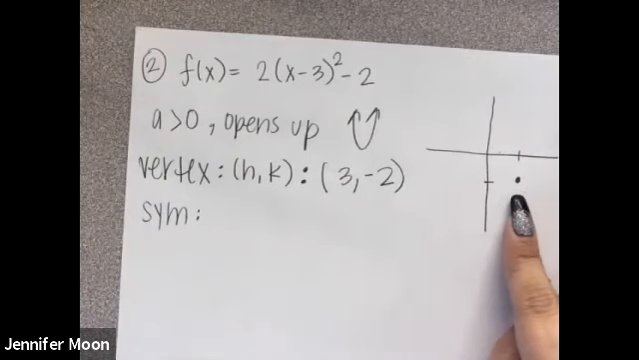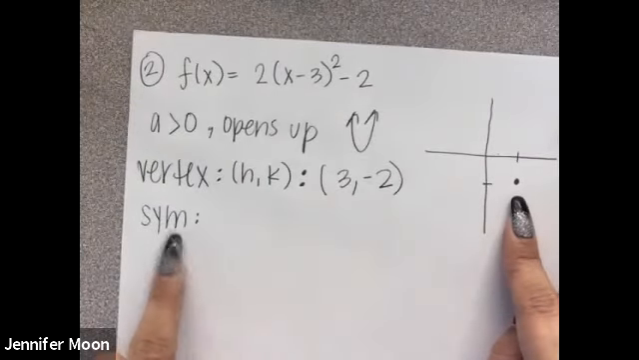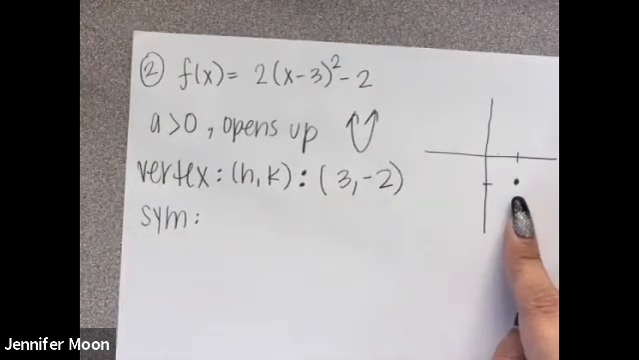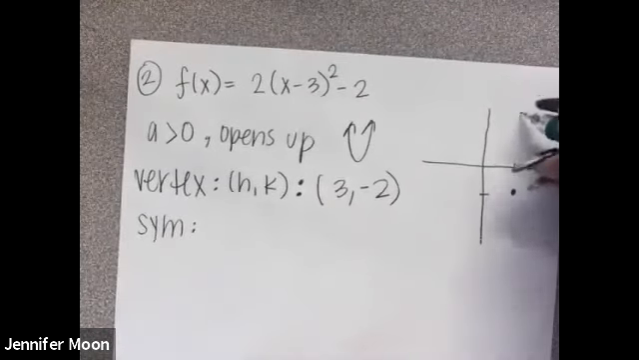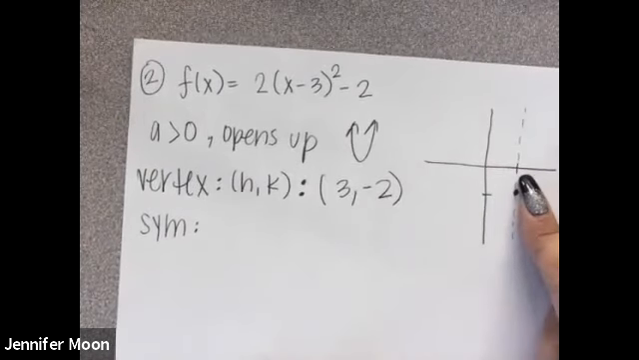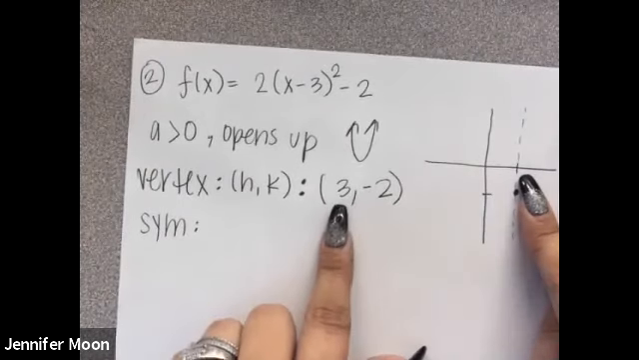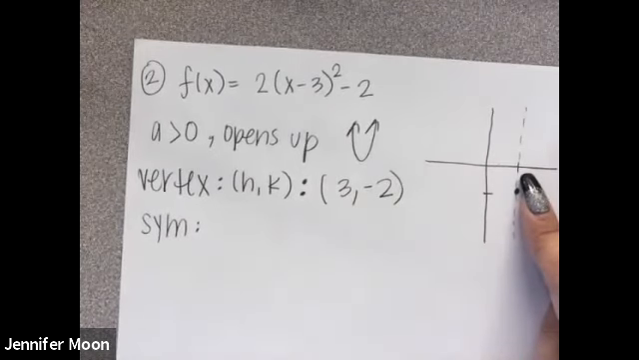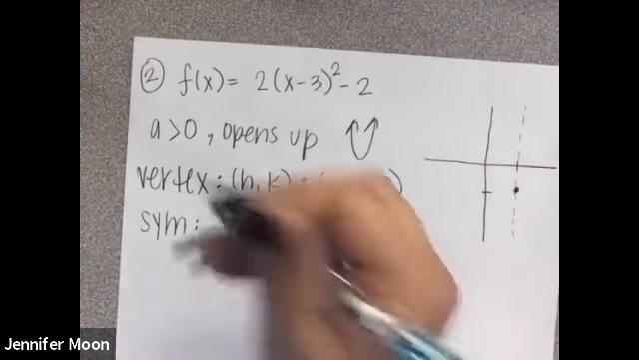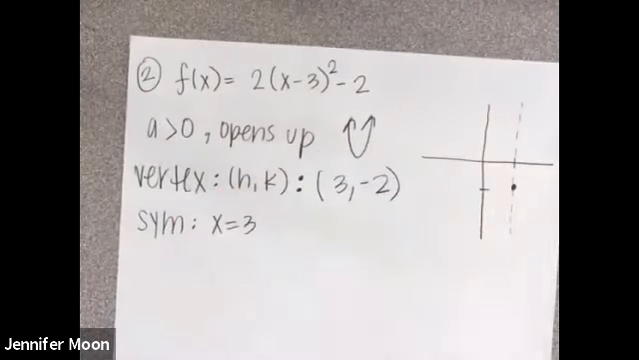But I at least have enough right here to do my little point for my vertex. Parabolas are symmetrical, and they are symmetrical where your X is. And my X is what? 3. So the answer to axis of symmetry is X equals 3. That makes sense, y'all? Yes.